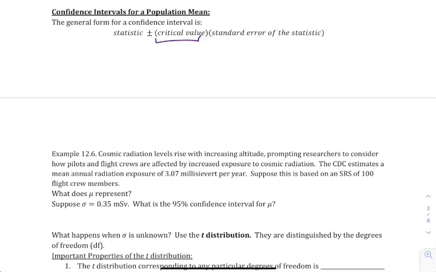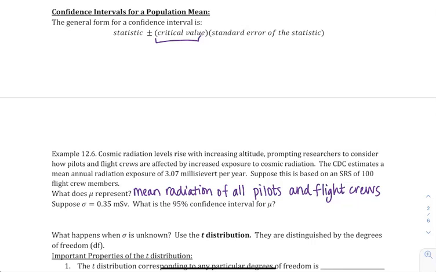So here, what is mu? It is the mean annual radiation exposure of all pilots and flight crews per year. Doesn't apply to people who stay on the surface of the earth most of the time. And so we only know the sample mean. The CDC estimated a sample mean based on a simple random sample of 100.